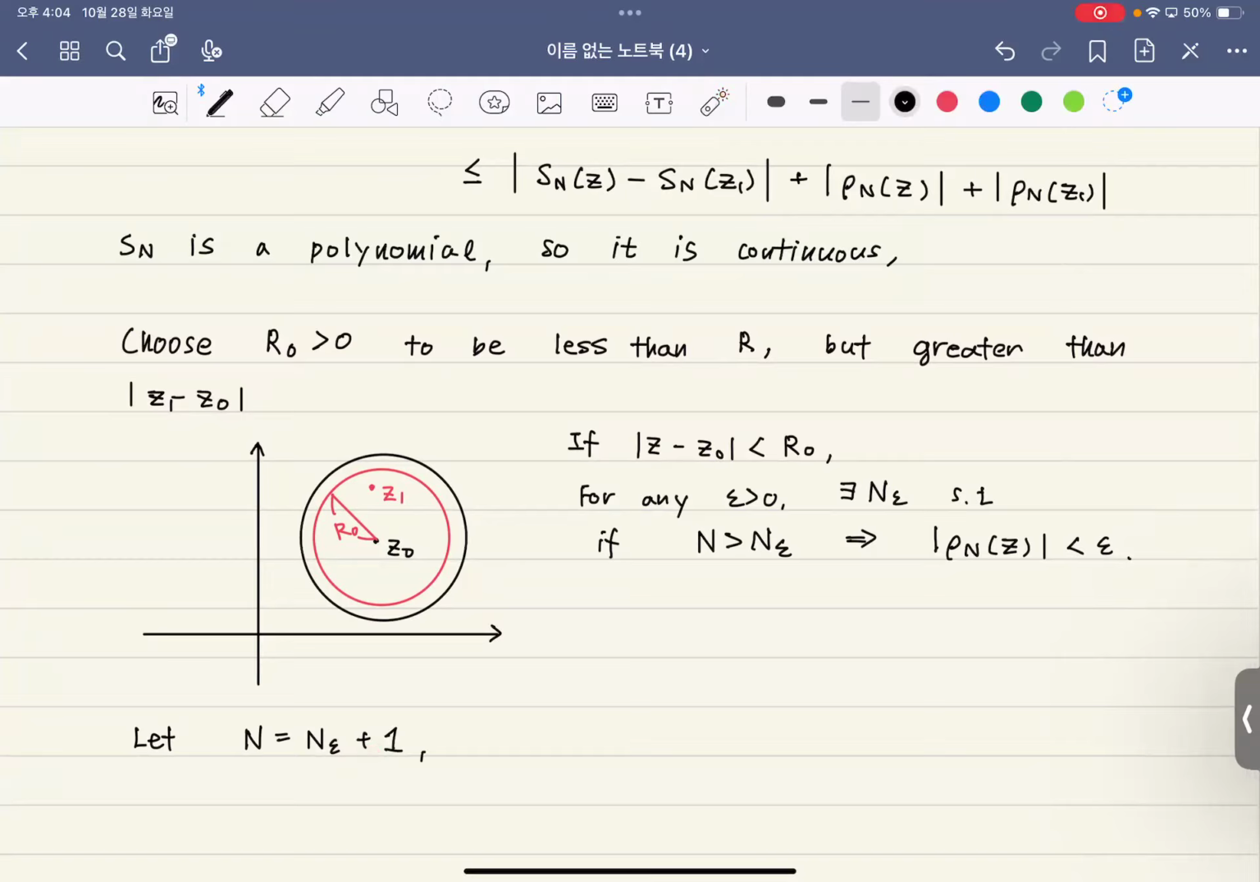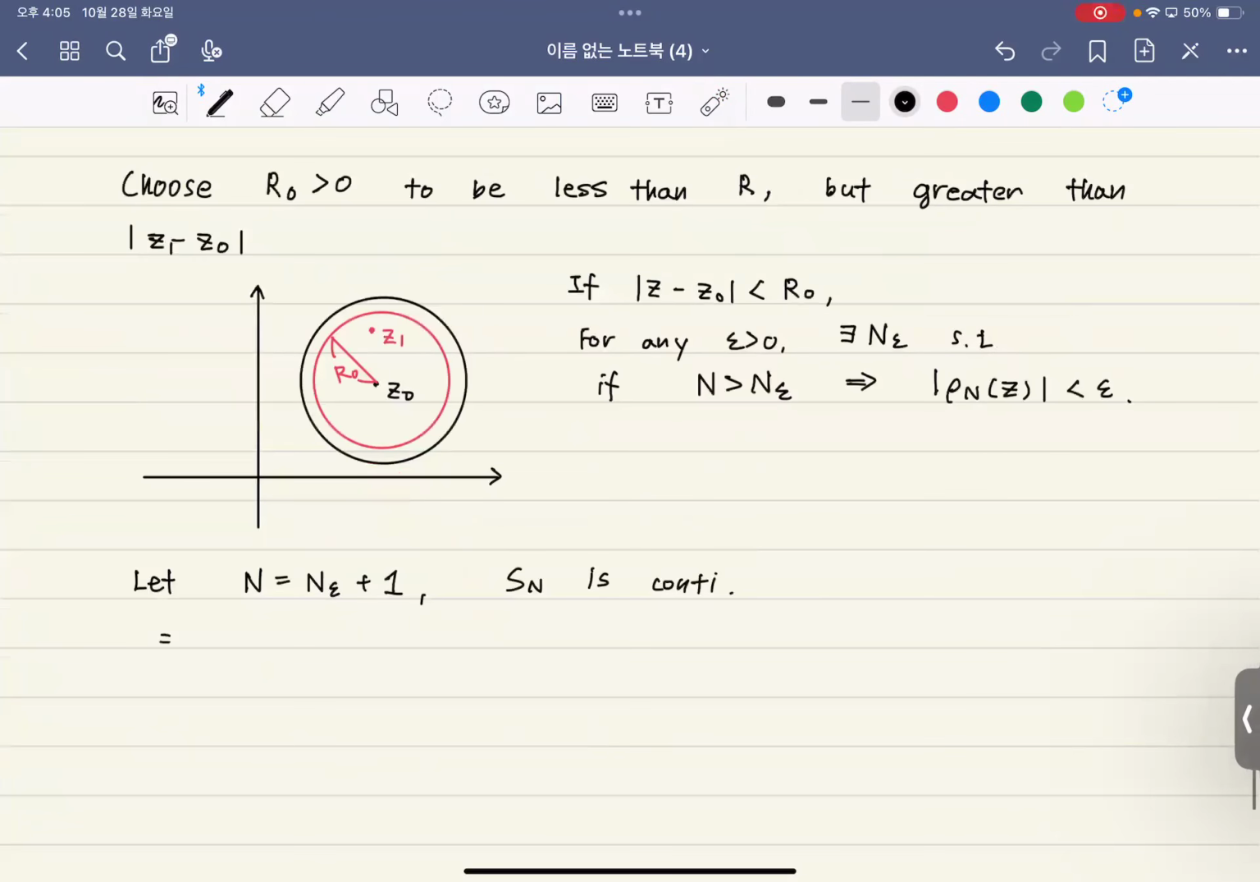Then, Sn is continuous. So therefore, for this specific index, n epsilon +1, I can find a delta which is so small such that Snz minus Snz1 is less than epsilon if z minus z1 is less than delta.